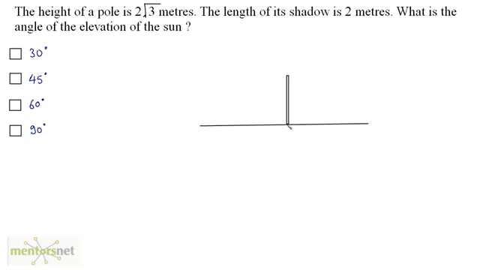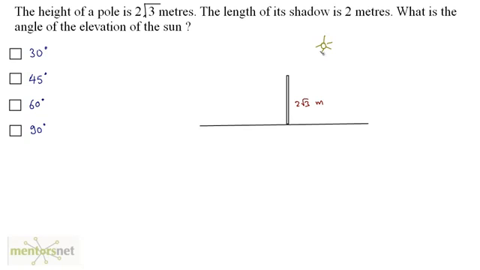So this is the pole standing on the ground whose height is 2 root 3 meters. Now let this be the sun here. Now it is said that the length of the shadow of this pole is 2 meters.